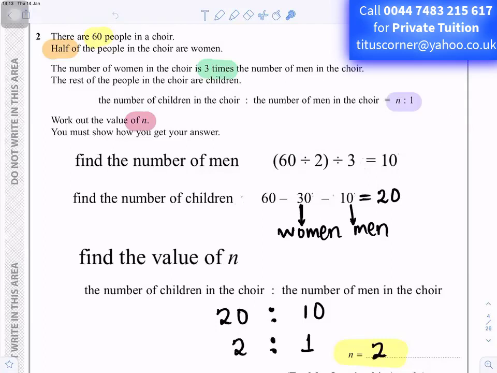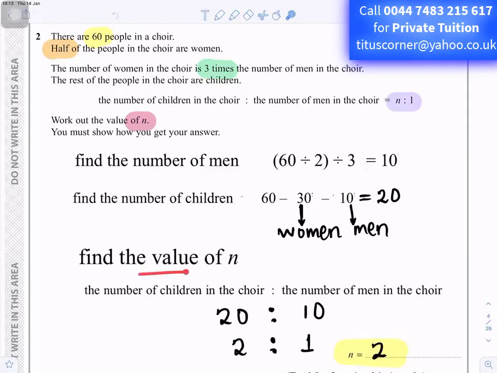We need to find the number of children. If we know the number of women and the number of men, we subtract that from the total number of people to get the number of children. So there are 60 people, 30 women, and 10 men. So 60 minus 30 is 30, and 30 minus 10 is 20. So there are 20 children.